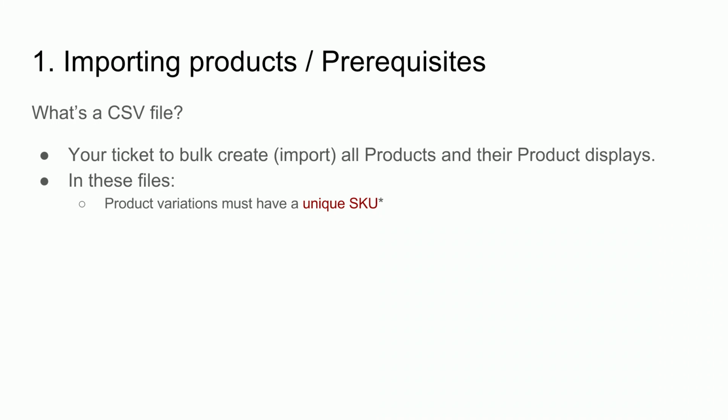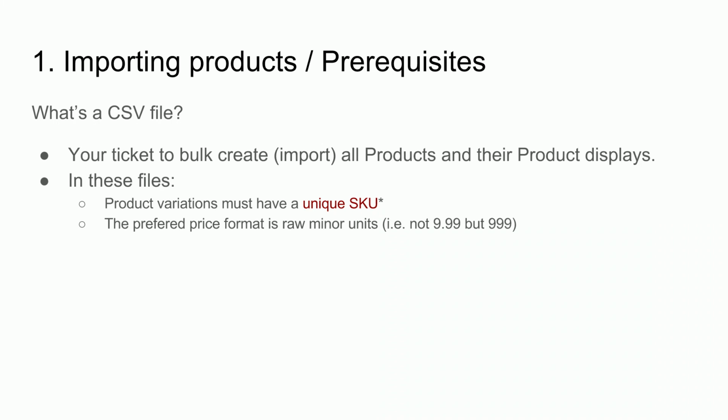In these files, we have each product variation. Now, just keep in mind that there's a separation here between the product and the product display, which is a node, okay? So in the product variation, the SKU has to be unique, right? I'm insisting on that, and there'll be more about this later.